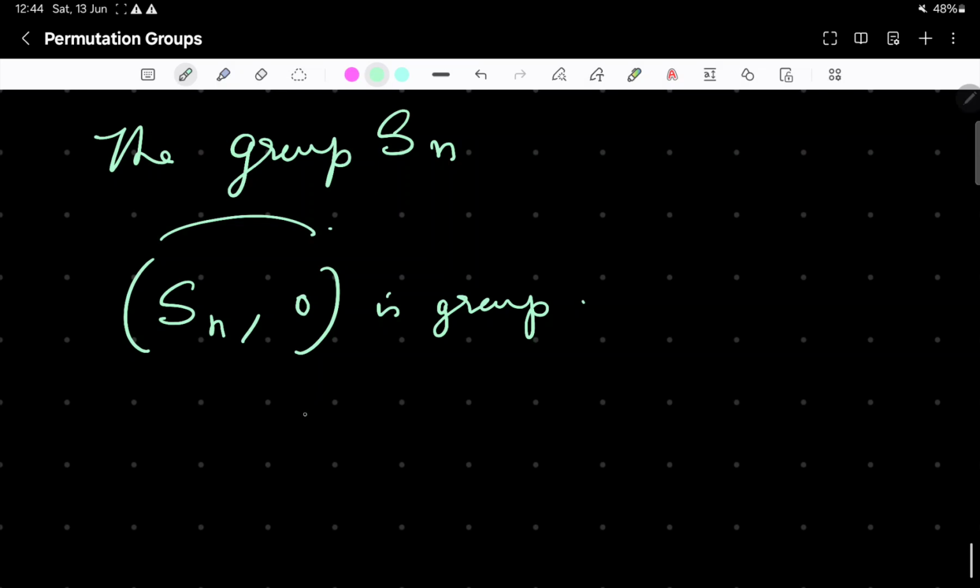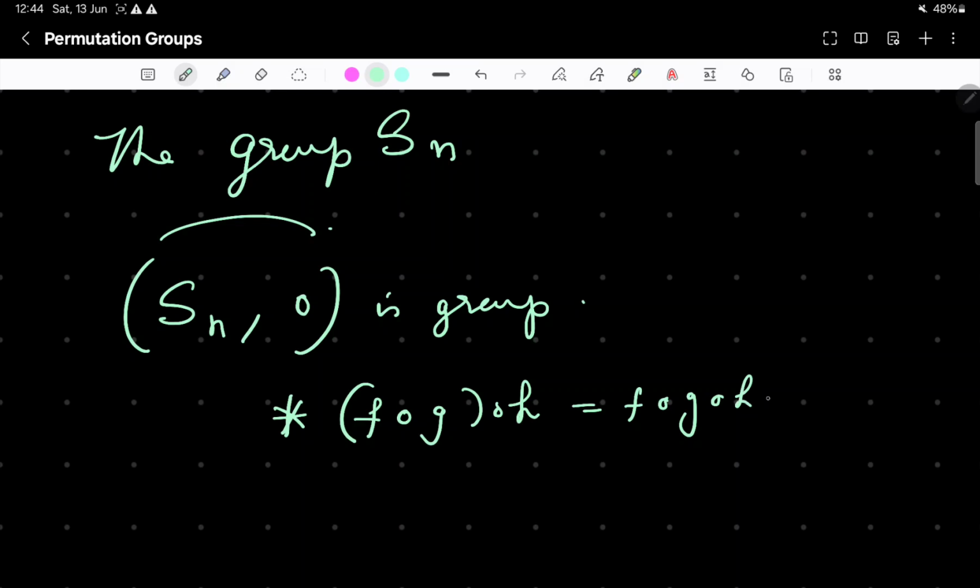Okay, so we already studied that if you have any bijections f, g, h, then (f∘g)∘h is equal to f∘(g∘h), so it is associative.